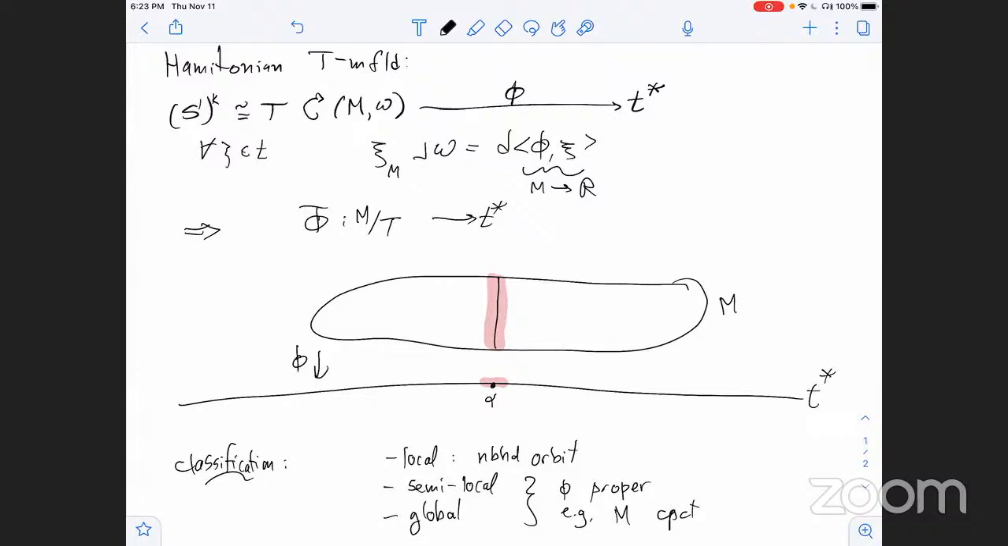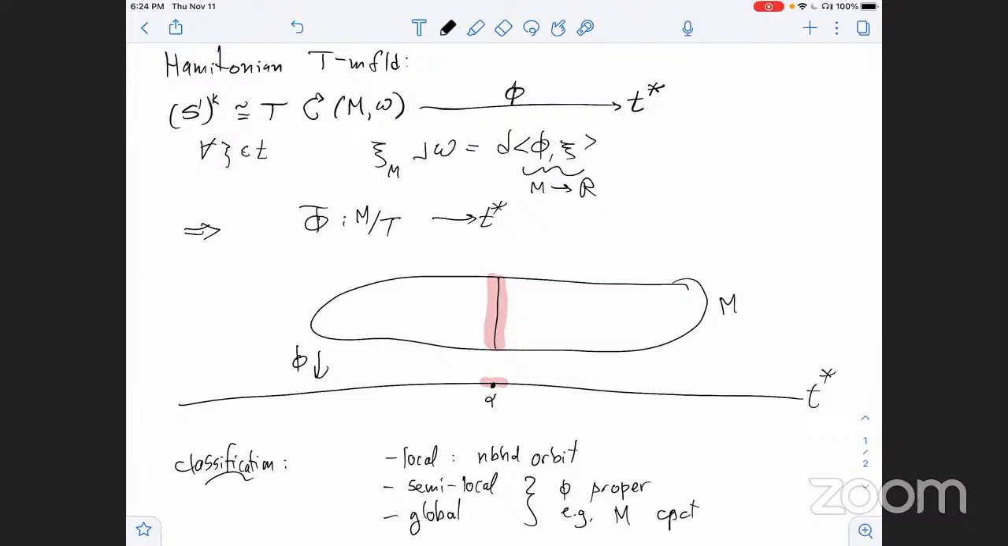So when you go from semi-local to global, you're sort of patching together. This is like going from local to global inside T star. So there's going to be some sheaf theoretic argument happening inside the dual of the Lie algebra of the torus. And in fact, living over the momentum image.